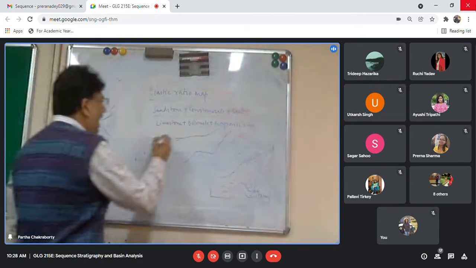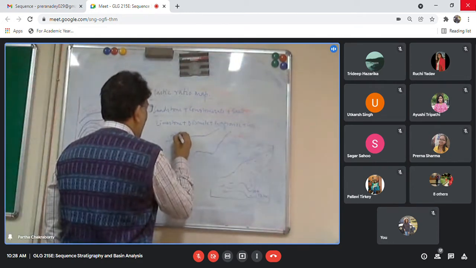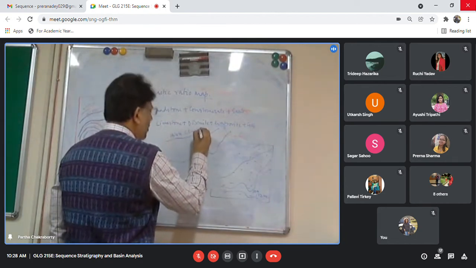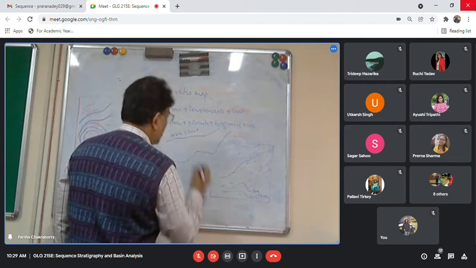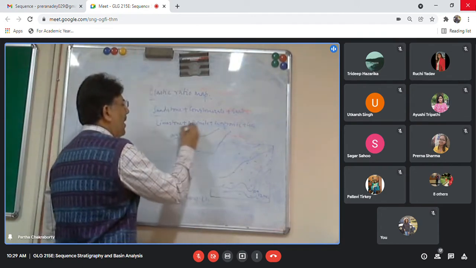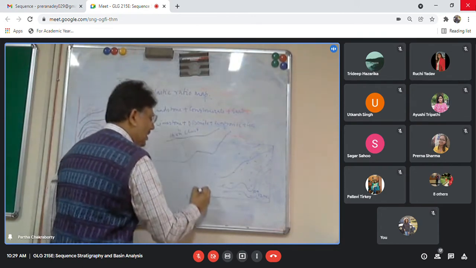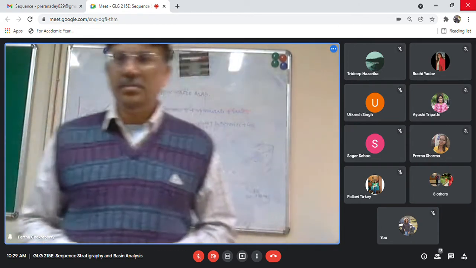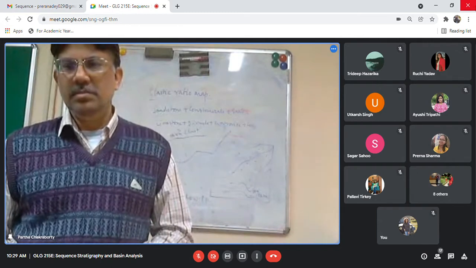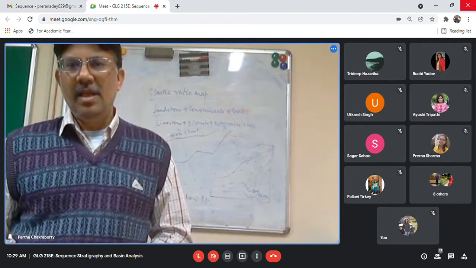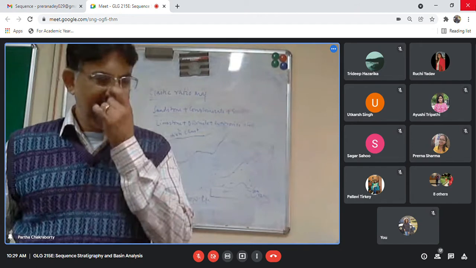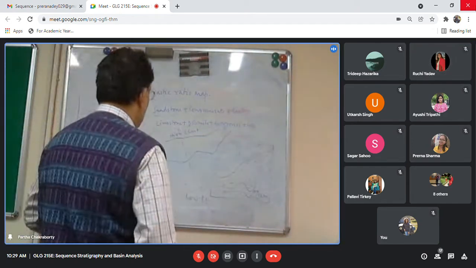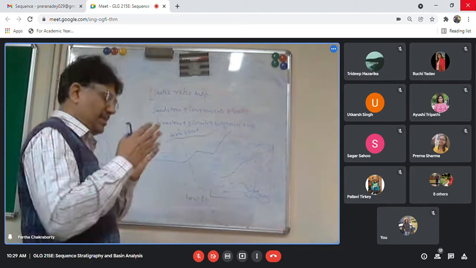And from high, we get to low. So this is a high clastic ratio value. This is a low clastic ratio value. That means this is the shallow part of the basin. Then you are going to the deeper and deeper part of the basin. Am I clear? Yes, sir. This is also done. This is one way.